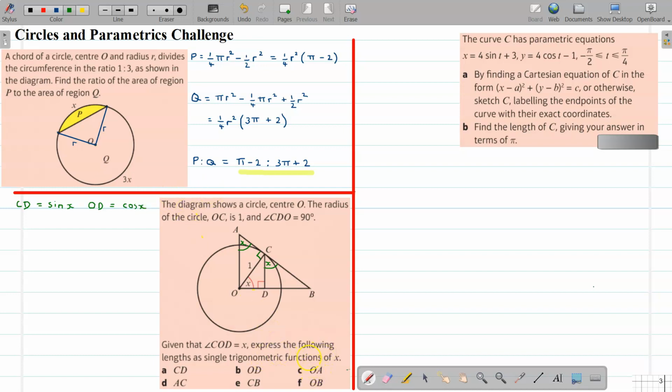Now we come to do OA. Now OA, if we look at this angle x, OA is the hypotenuse and 1 is the opposite. So 1 divided by OA is the sine of x. So therefore OA is 1 over the sine of x. Okay, so OA is 1 over sine x. Okay, and if you've done A-level maths, you will know that that can also be written as the cosecant of x, or just cosec x.